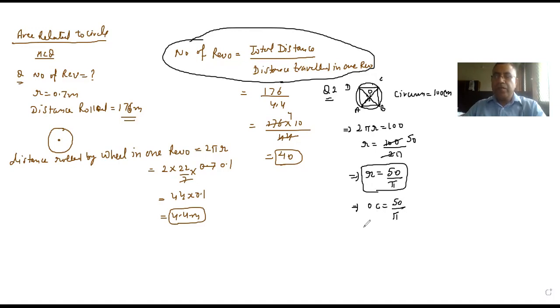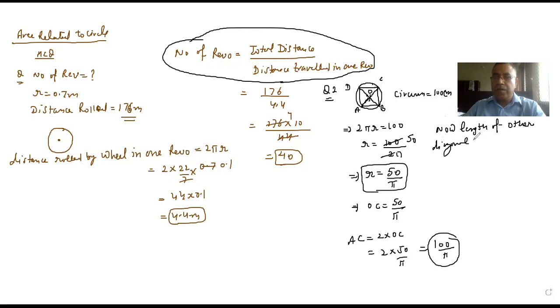So what should be the length of AC? Twice of OC. 2 into 50 over pi, which is equal to 100 upon pi. This is the length of one diagonal. So we know that in a square, both the diagonals are equal. Now, the length of the other diagonal BD is equal to 100 by pi. Why? Because in a square, the lengths of the two diagonals are always equal.